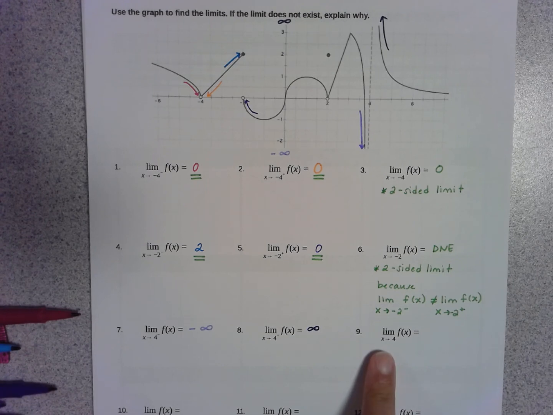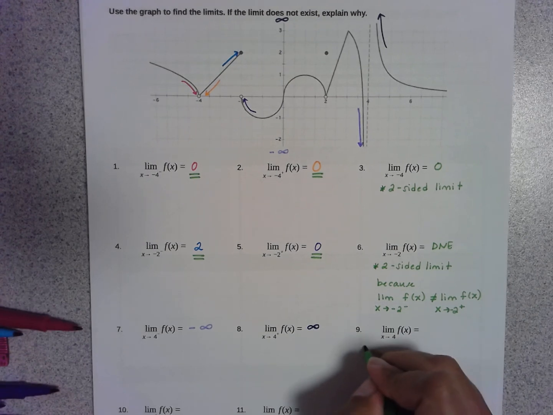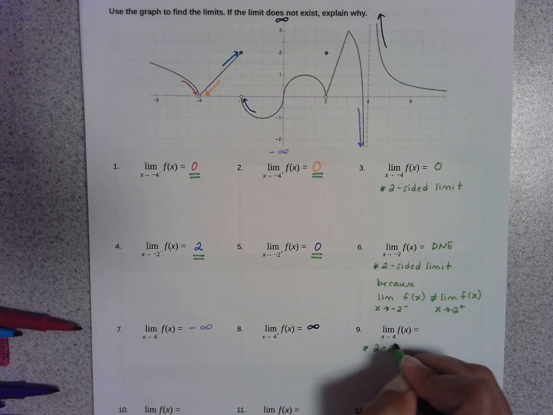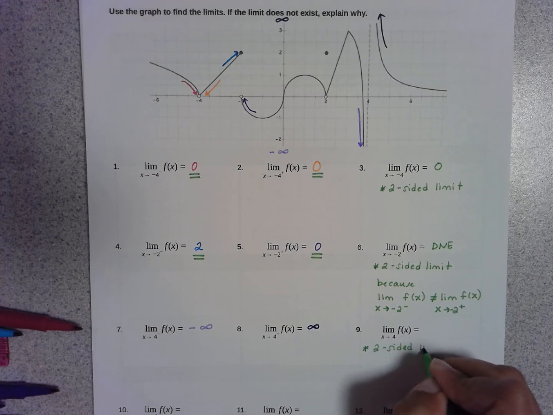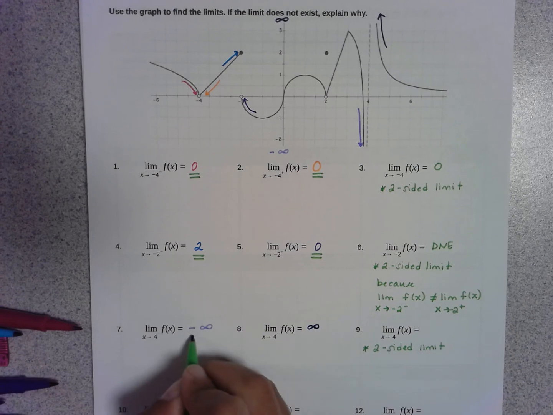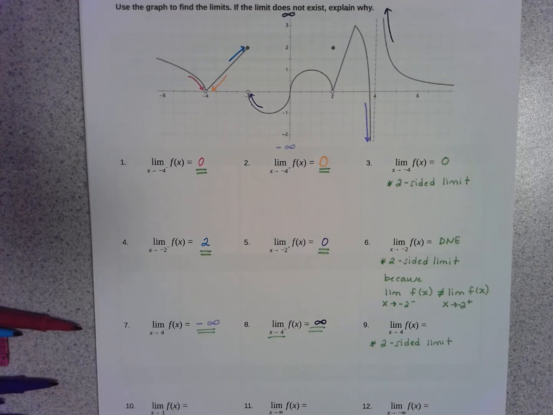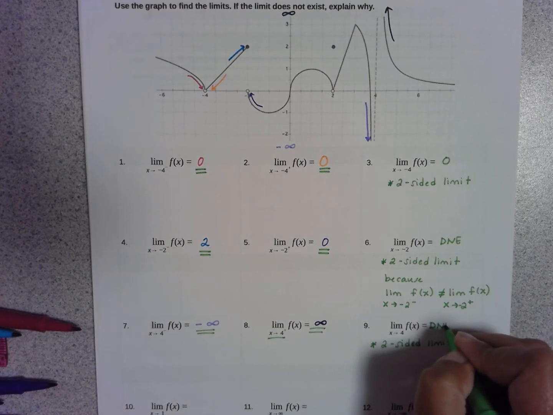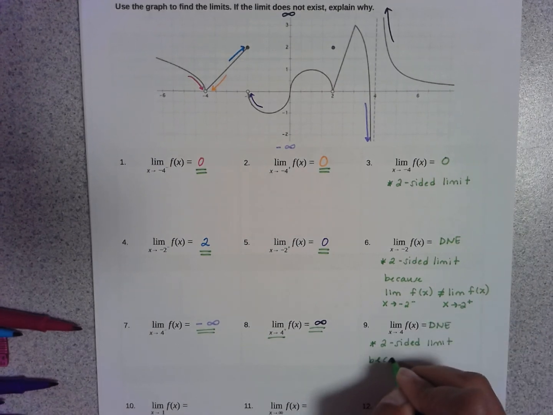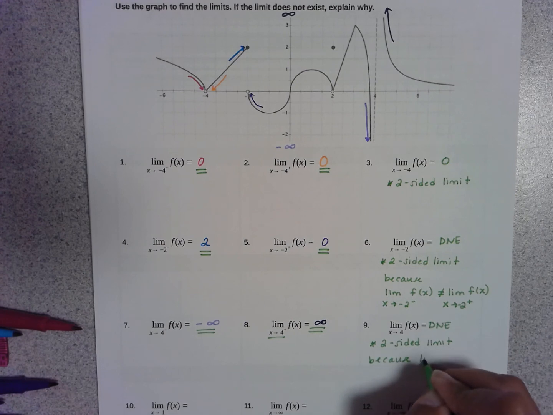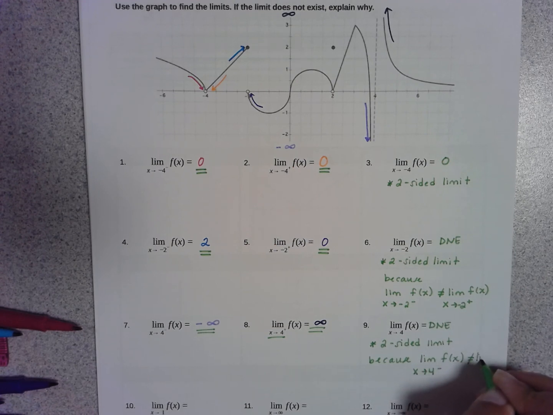Now, if I want to find the two-sided limit, I'm going to again go back and check both of these answers, which do not agree. So I would say does not exist, and I would say because the limit as x approaches 4 from the left of f of x is not equal to the limit as x approaches 4 from the right of f of x.